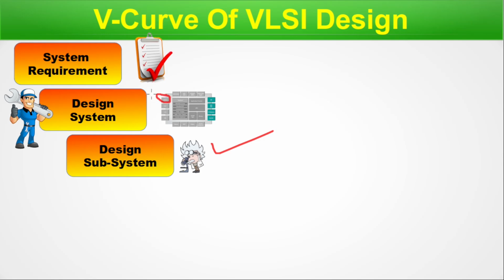So there might be three teams in the design team. So the first team takes care of this part, a second team takes care of this much part, and the third team concentrates on this particular part. So this way the subsystems are designed.